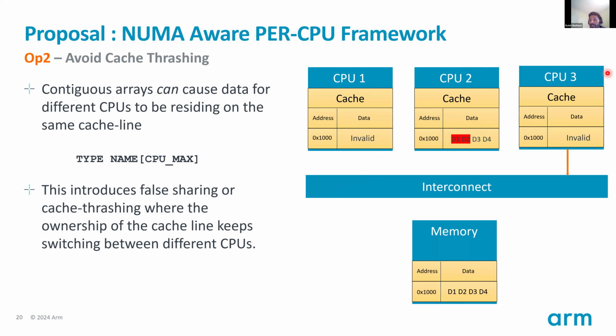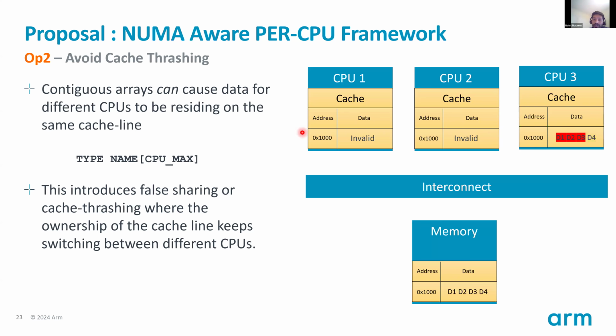And CPU3 now wants to modify its per-CPU object. So the same thing happens. It sends a request to the interconnect. The interconnect sends the request back to CPU2. CPU2 forwards it to CPU3. So now the dirty cache line is with CPU3, and CPU3 modifies it.